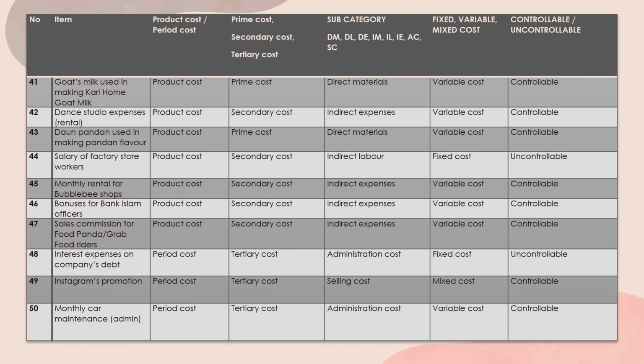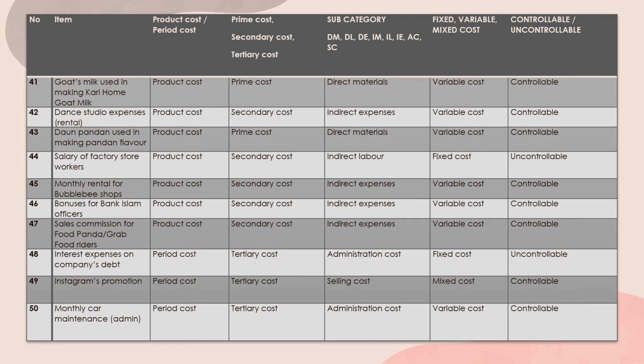Salary of factory staff, workers, product cost, secondary cost, indirect labor, fixed cost, and uncontrollable. Monthly rental for Bumblebee shops, product cost, secondary cost, indirect expenses, variable cost, and controllable, same as the bonuses for Bank Islam officers and sales commission for Foodpanda or GrabFood drivers.